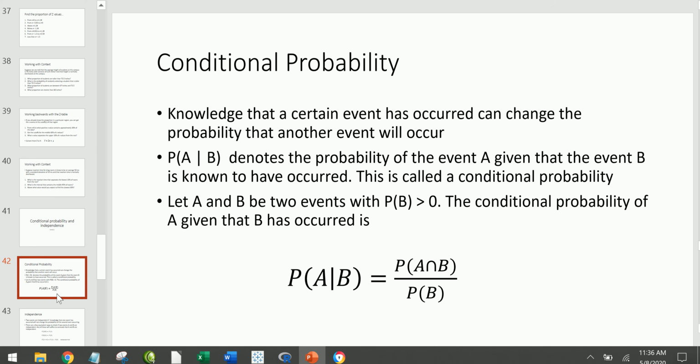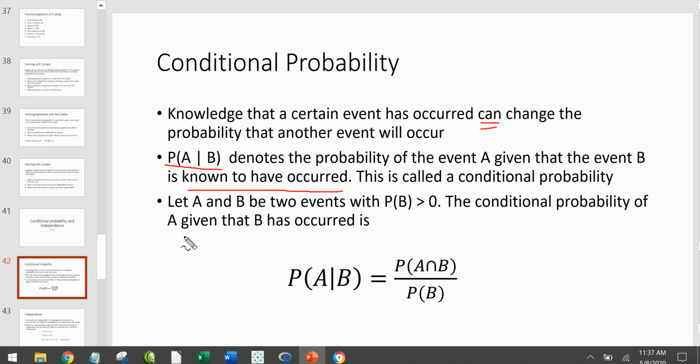So, conditional probability: the basic concept is that the knowledge that a certain event has occurred can change the probability that another event will occur. Emphasis on can change. Its notation is read many different ways, but written like this: the probability of A given B. Another way to say it, a bit more of a mouthful, is the probability of A conditioned on B. I like A given B. This denotes the probability of event A given that the event B is known to have occurred, stressing that. This is called a conditional probability.